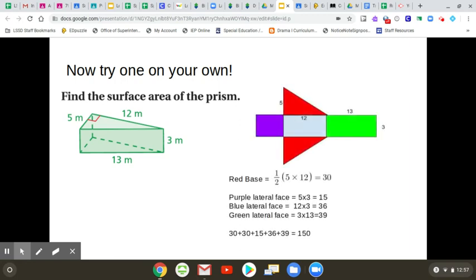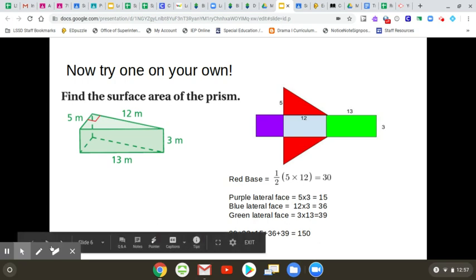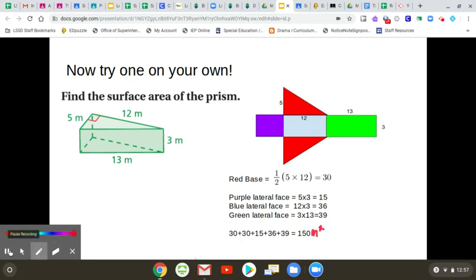All right, so you should have gotten 150 meters squared. Notice I forgot to put the meters squared on here, so we're going to go ahead and add that. It's always important to label your work correctly. So 150 meters squared. Let's go ahead and move on to the next slide.